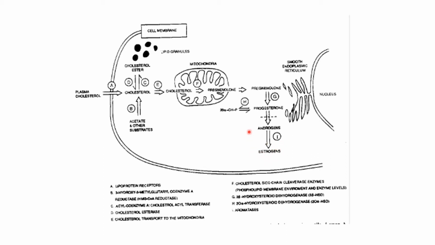Okay, so here's progesterone, here's testosterone, for example, which is an androgen. There's a couple of different androgens, but testosterone is the main androgen. And obviously there's estrogen. So what does LH and FSH do? Basically, these are all enzymes. These circles with letters through them are all enzymes. Actually, A is a receptor. A is a lipoprotein receptor.